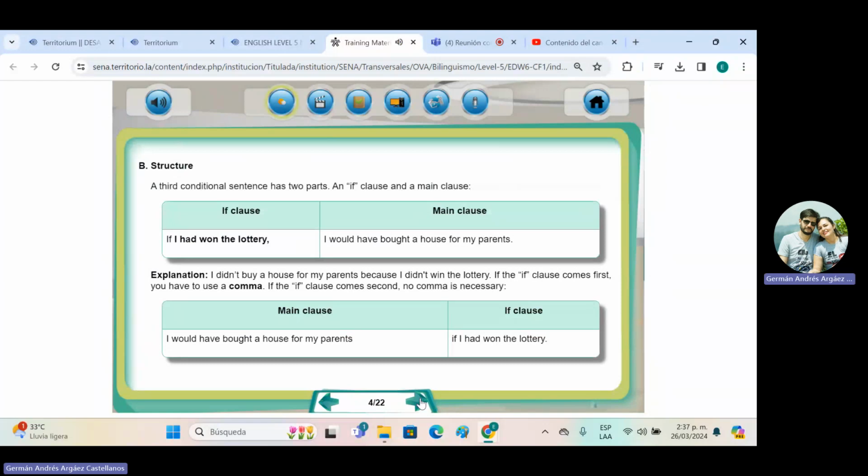If the if clause comes first, you have to use a comma. If the if clause comes second, no comma is necessary. Main clause: I would have bought a house for my parents. If clause: if I had won the lottery.